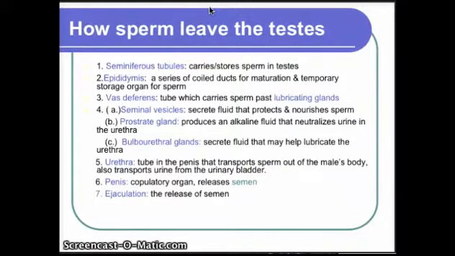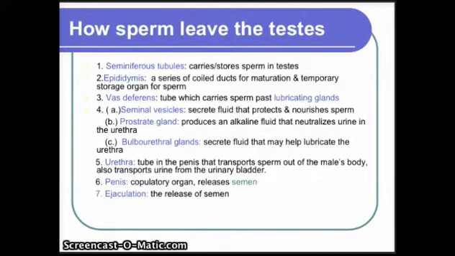How sperm leaves the testes. The seminiferous tubules are going to carry or store the sperm in the testes. Then the epididymis is the series of coiled ducts for maturation and temporary storage organ for the sperm. They're going to then travel through a small tube known as the vas deferens. This is the tube that is cut during a vasectomy.